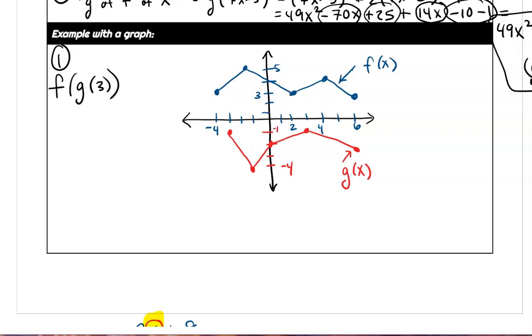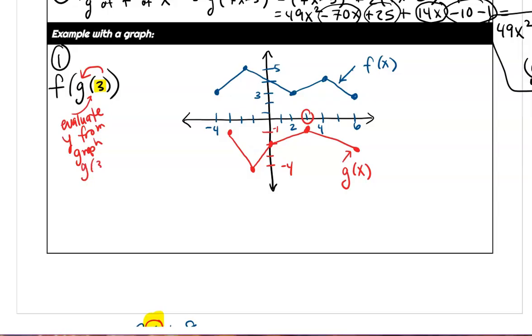Okay, so f of g of 3 would mean that you're supposed to take 3 and, quote, plug it into g. But we don't have an equation to plug into, so what you would do instead is you would evaluate the y coordinate from the graph. So you would go over to where x is 3 on your x-axis, and you would go to the g of x function, which is right here. So I'm going to say it's negative 1, just based on my sketch here. I'm going to say g of 3 is negative 1.